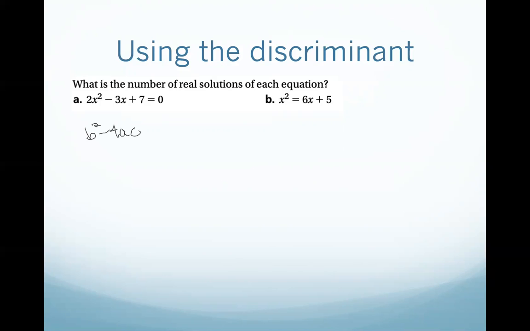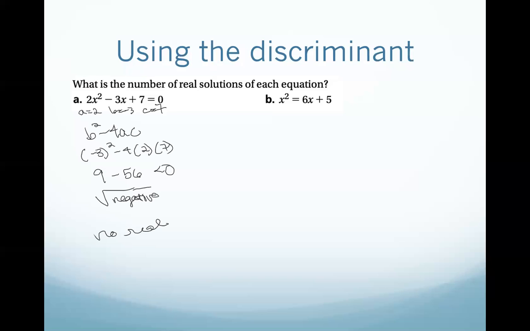So I'm going to say a is 2, b is -3, and c is 7. Then I have b squared minus 4ac. Well, that's 9 minus 4 times 2 is 8, 8 times 7 is 56. That's definitely less than 0. When I have the square root of a negative number, I have no real solutions.